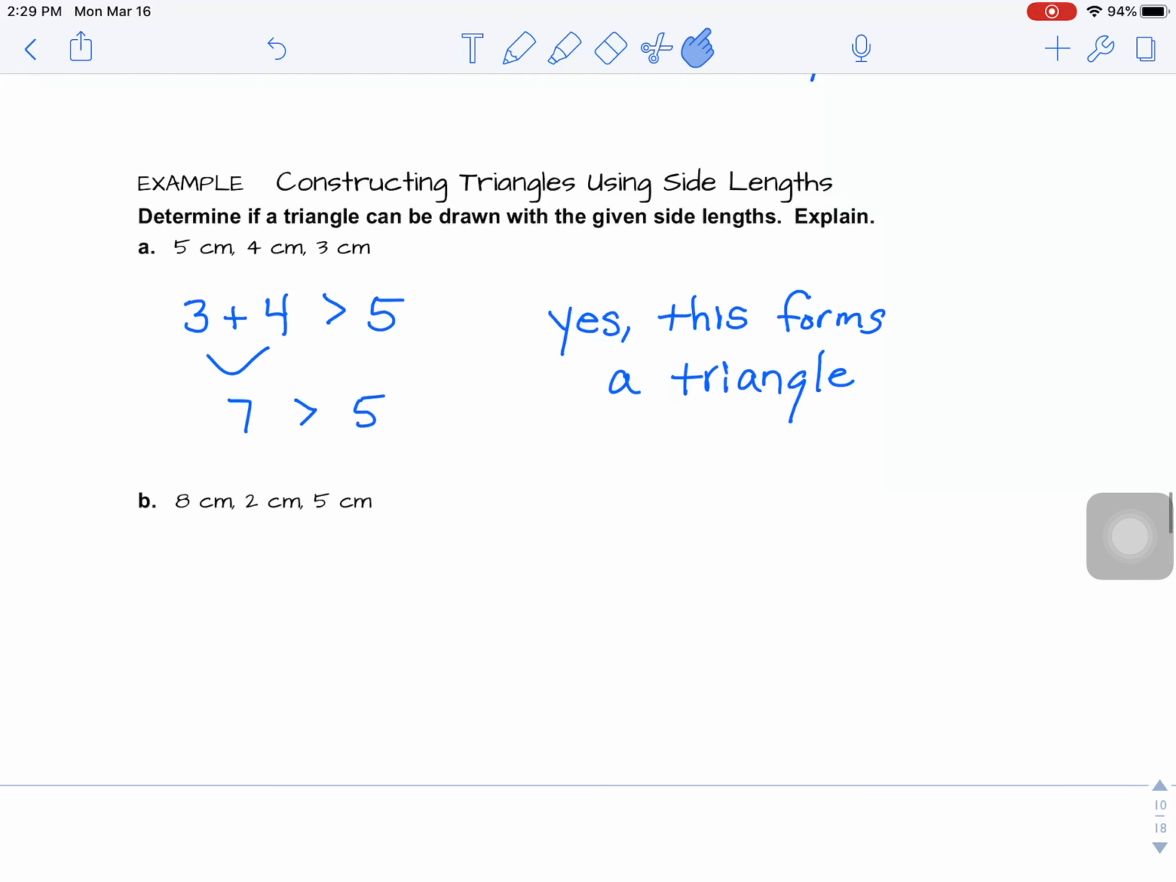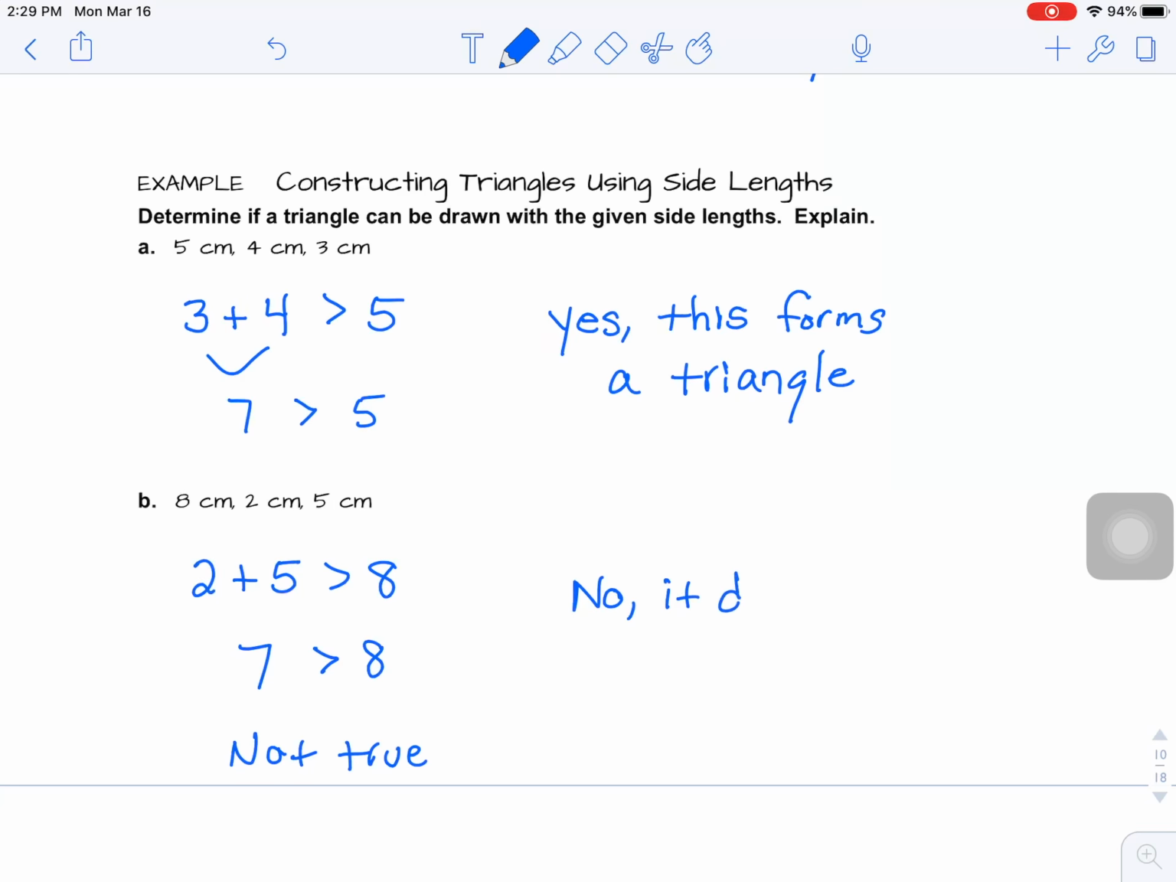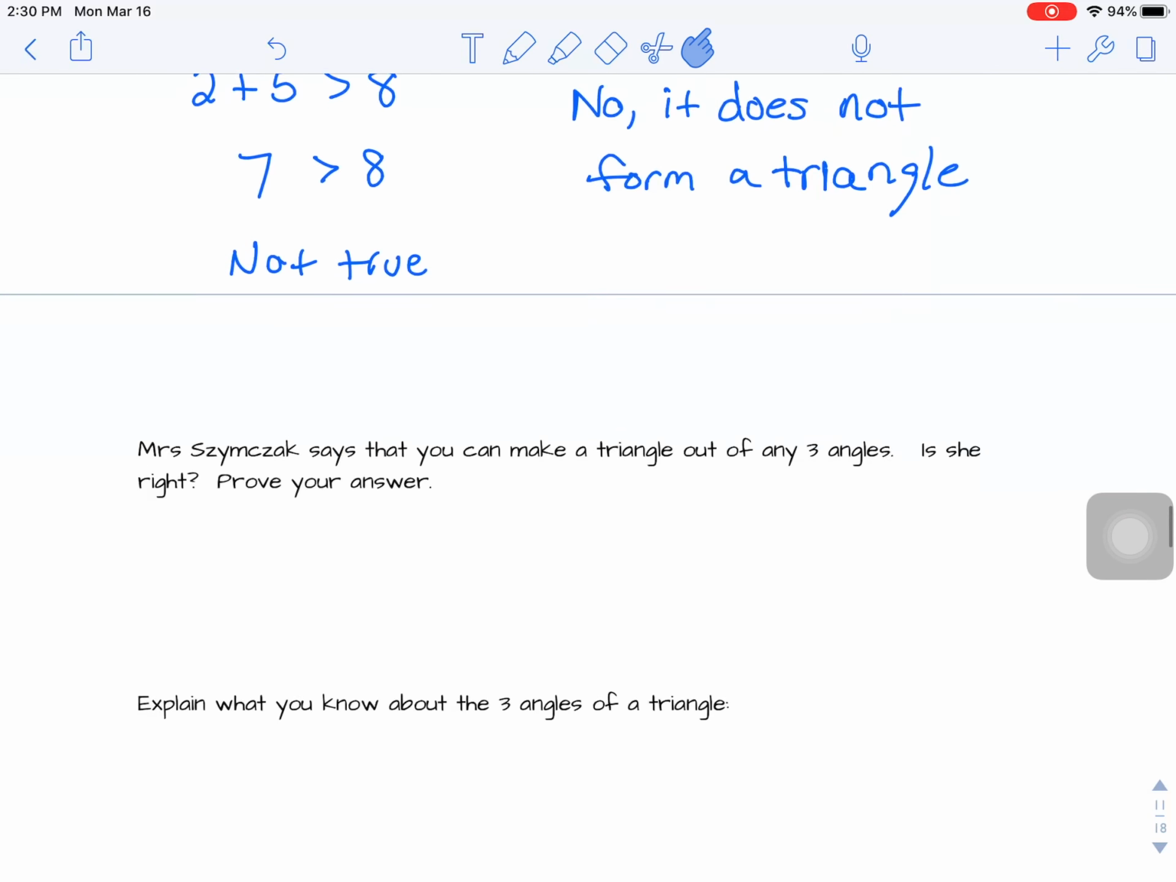If we look at the next one though, my smallest side is 2, my medium side is 5, and if I add that up, I get 7, which is greater than 8. This is not true. Therefore, it does not form a triangle. So if they add up to be greater than, it forms a triangle. If they add up and it's less than, then it does not form a triangle.